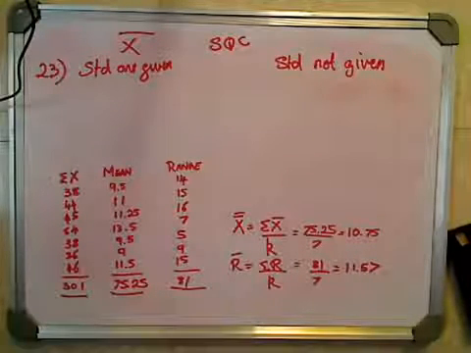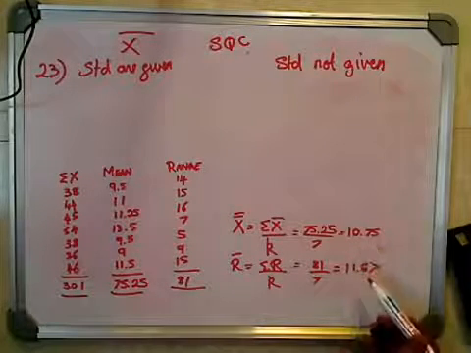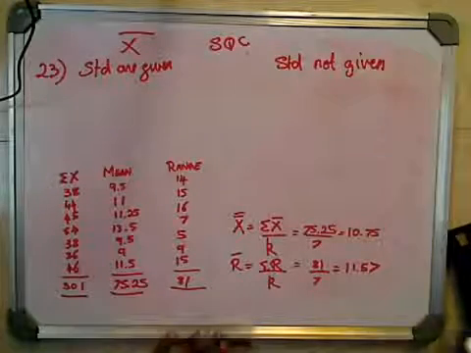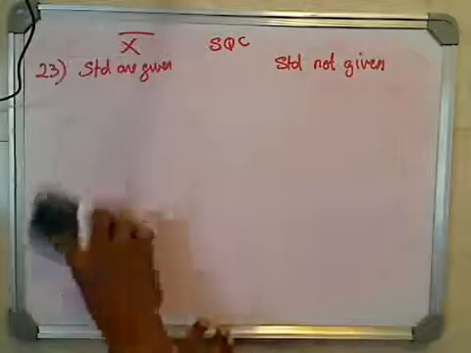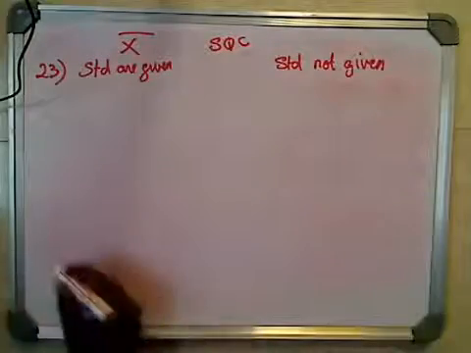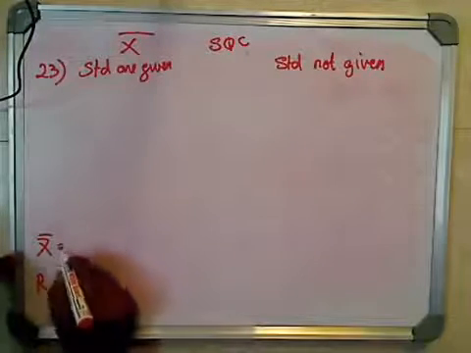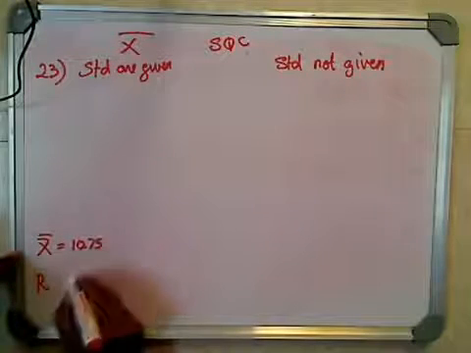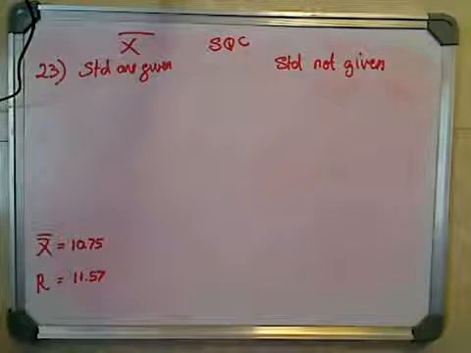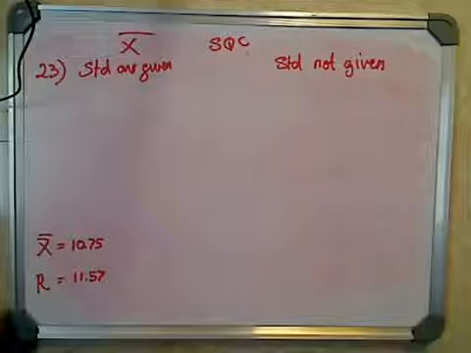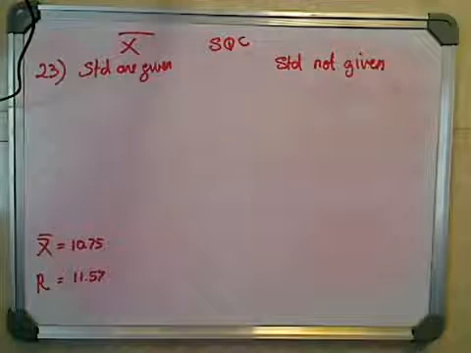Now, the values that we want for the further calculations we've been able to arrive at right away. We need 10.75 and 11.57. So let's quickly write this down in a corner. X bar and R: this is 10.75, and this happens to be 11.57. Now, let's calculate the X chart in cases where the standards are given and where the standards are not given.